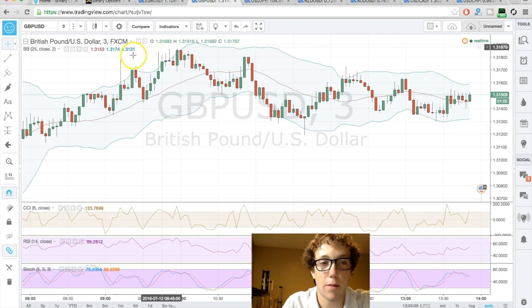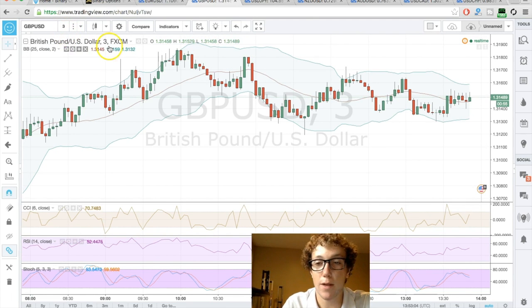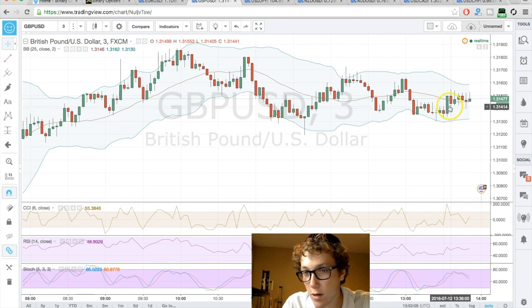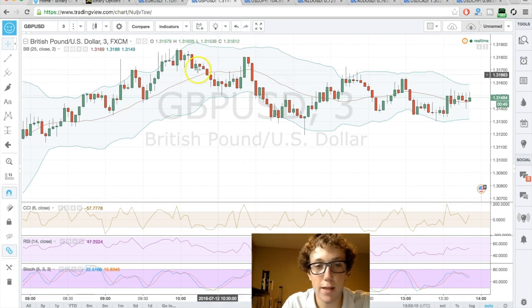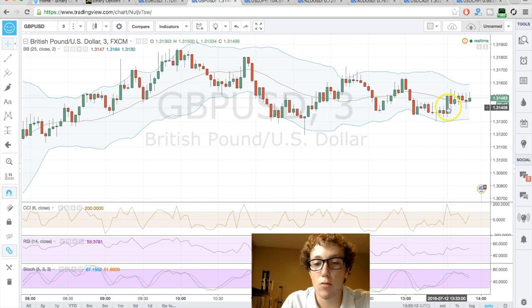Now let's go look at the Great British Pound US dollar. Just to clarify, I am doing a 3-minute time frame just because I feel like you can see the trends a little better. So 1300, it's been relatively flat, and it's been flat all day. So for now, at least, we're going to avoid this currency pair.